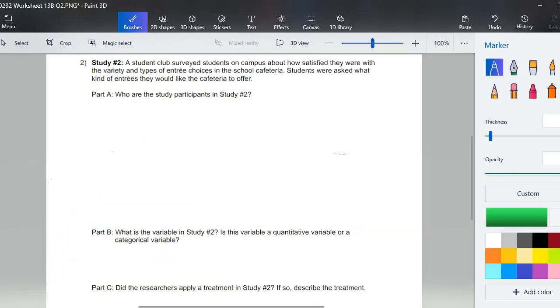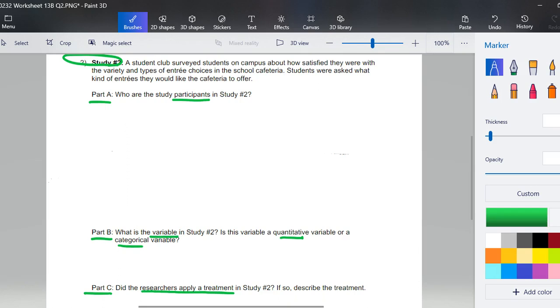So going on to question number 2, and it's about study number 2. It's good practice, like when you're working on a test or anything, to go ahead and read the questions before reading the actual information you're given. And notice they're going to ask us the same questions. They want to know who are the participants. And they want to know what is the variable. And is it quantitative or categorical? And did they apply a treatment in this study? With that in mind, let's read the paragraph a bit more informed.